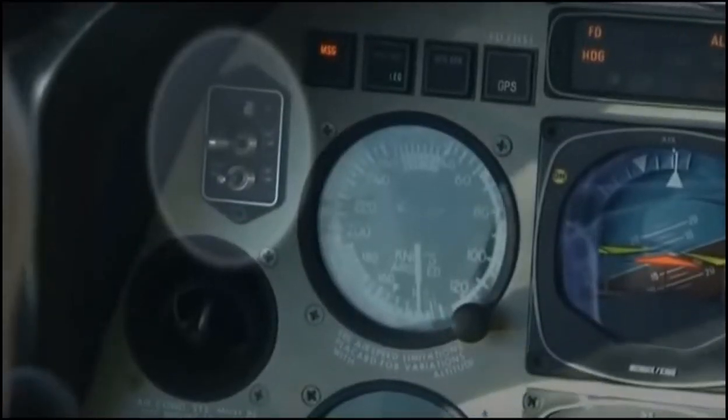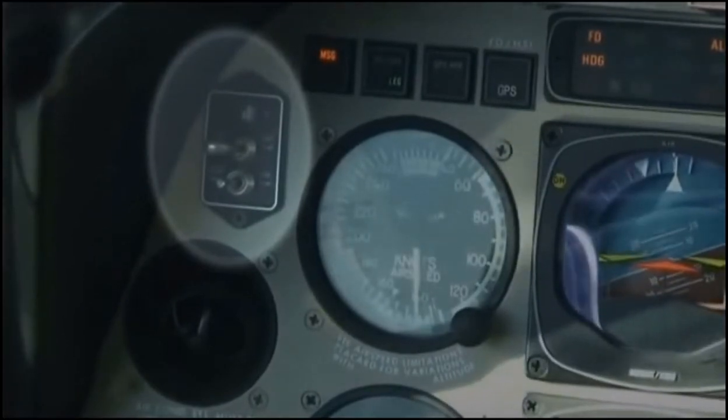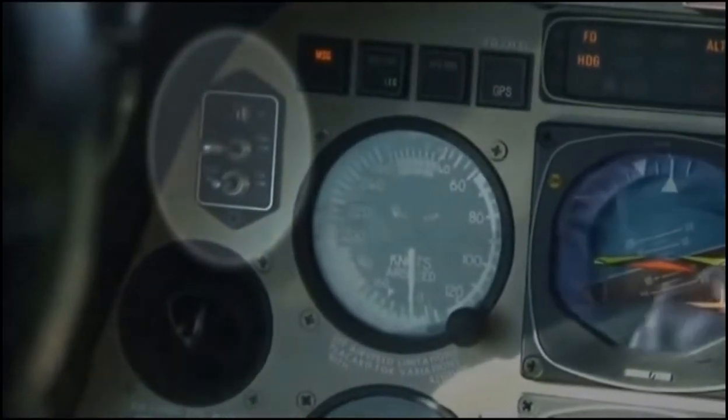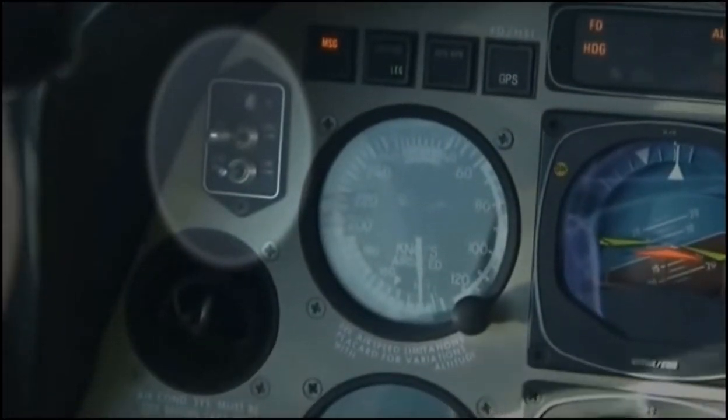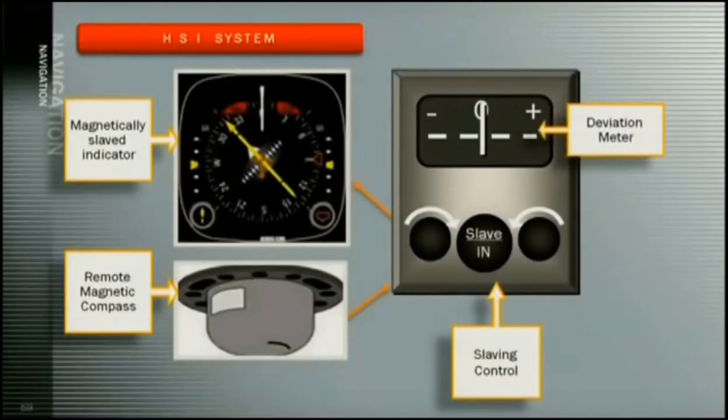The HSI system also allows for slaving control. This lets the pilot manually correct a large amount of deviation on the HSI display. The deviation meter on the slaving control indicates the amount of correction applied to the HSI.